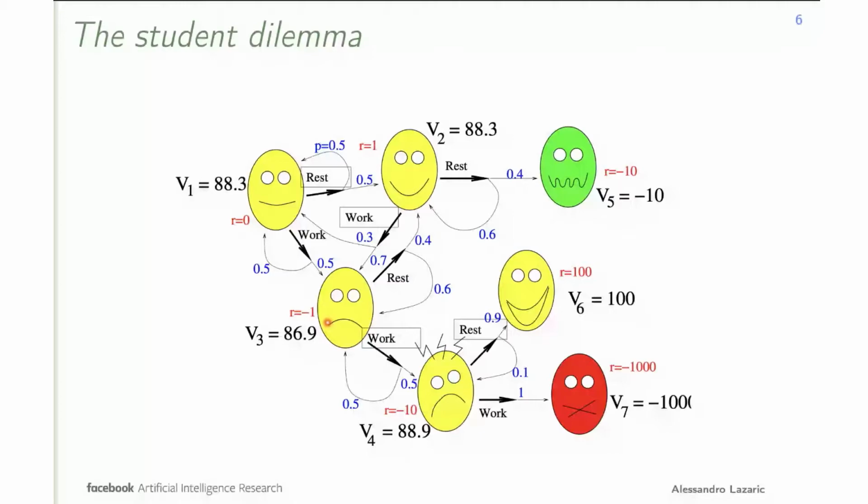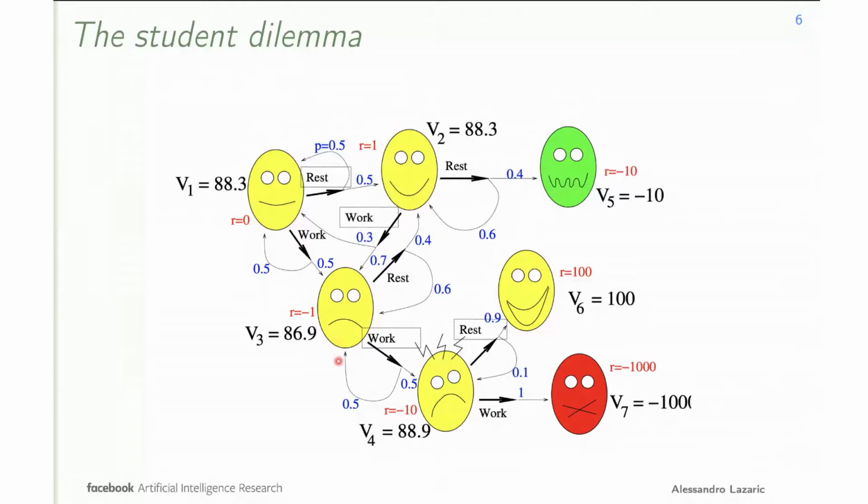Of course, again, the transitions are not deterministic. So it doesn't mean that if I rest, I will automatically be happy. I might just stay a little bit neutral. If I'm here and I work, it doesn't necessarily end up in this state. I might just stay here with probability 0.5.